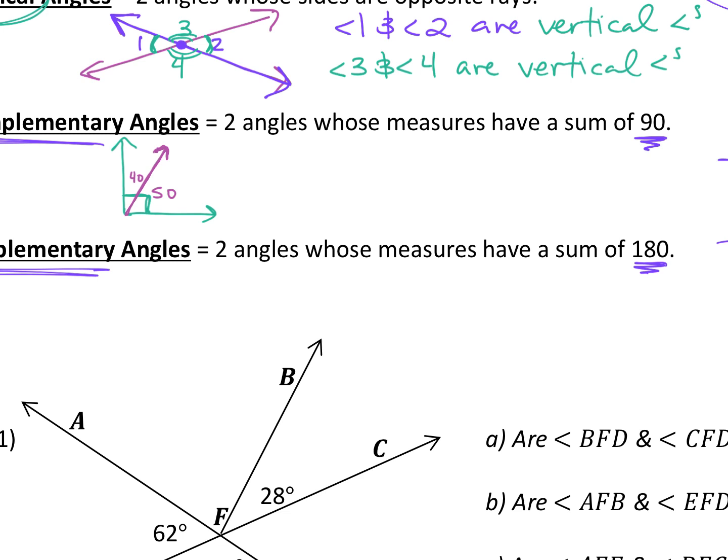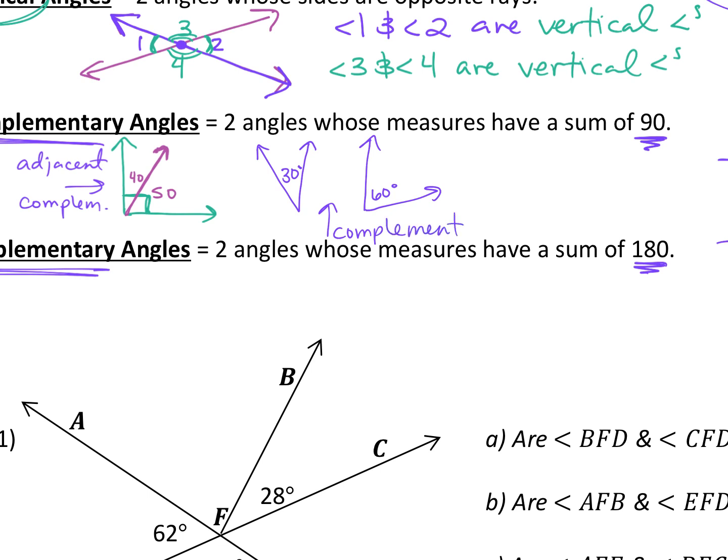So sometimes they'll look like that. Other times they'll look like this. Let's say this is 30 and this is 60. Notice they're not touching each other, but what do they add up to? 90. So they're still complementary angles. So these ones we would say are adjacent complementary. These ones are just complementary.